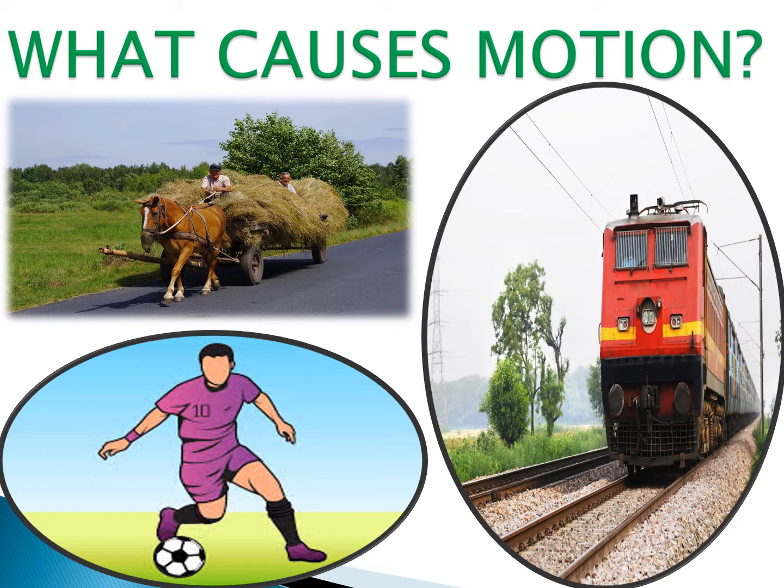So students, can you tell me? We know in physics we are studying the chapter motion and what causes motion. So the answer is force. Here the horse is applying the force, and the soccer player is also applying the force on this ball, and the engine of the train is applying the force on the train. So here the force is involved, that is causing the motion.